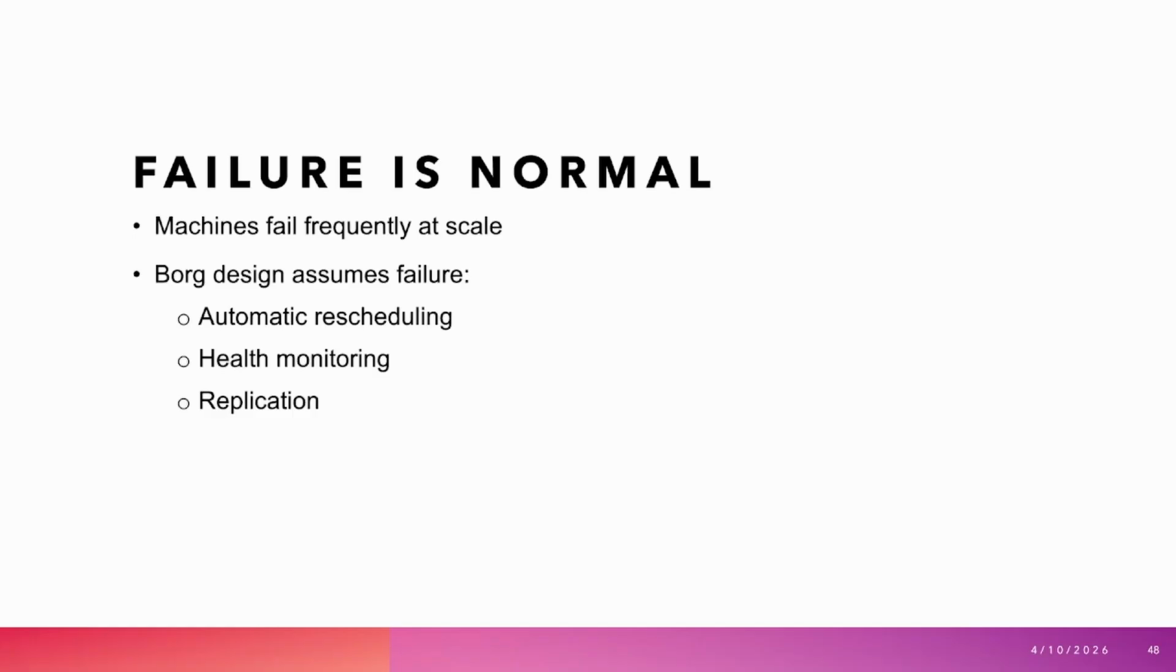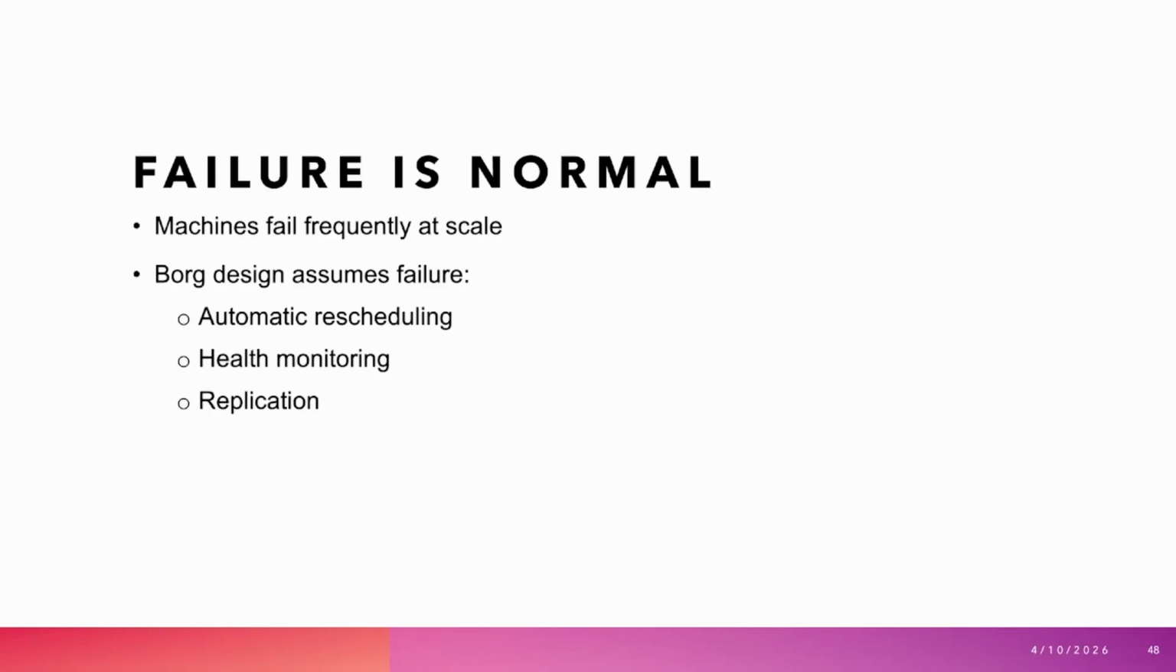Another major point is that failures are not rare events at the scale of Borg. They're expected, and they happen very regularly. In a cluster as large as Borg's, machines are constantly going down due to hardware issues, network problems, or maintenance. So instead of trying to prevent failures entirely, Borg is designed with the assumption that failures will happen.